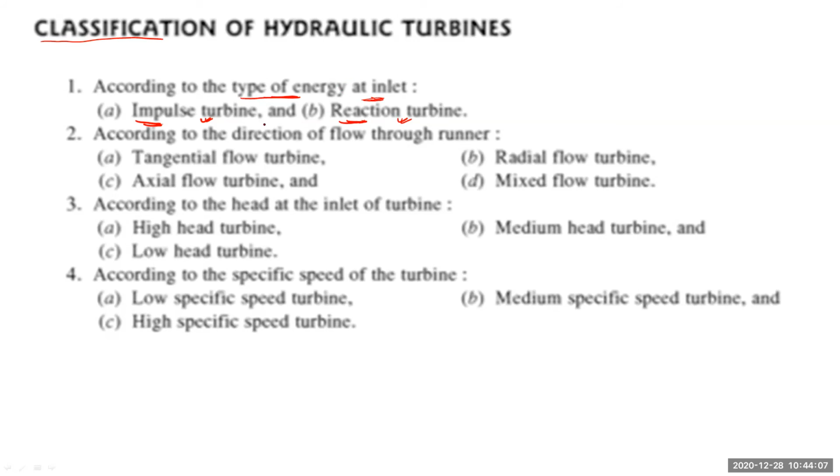Okay, likewise, based on the direction of flow through the runner, means where the water is entering into your turbine and where is its outlet. Based on the direction of flow, if the water is hitting your turbine blades tangentially, it is called your tangential flow. When it is radial, means it is entering radially, from inlet inward to outlet or outlet to the inward side, that type of flow is called your radial flow turbine.